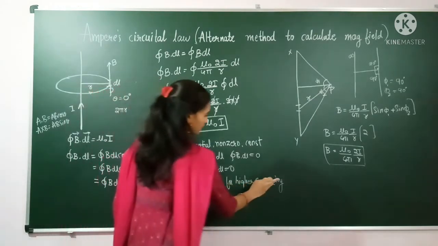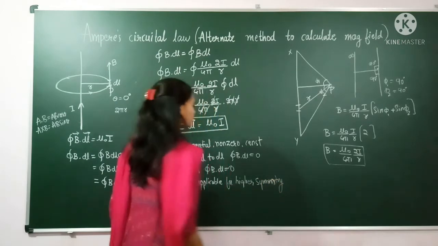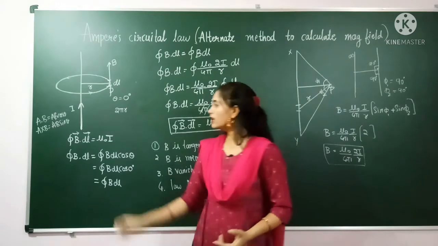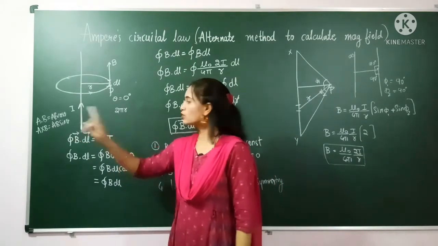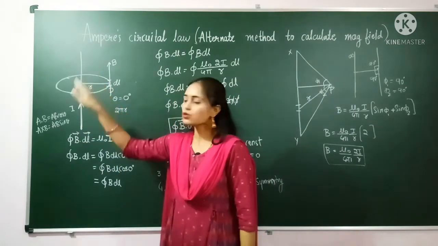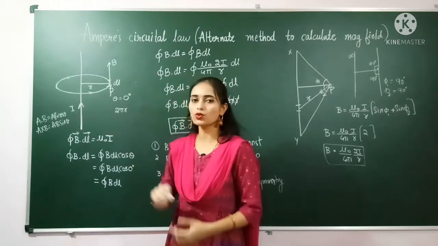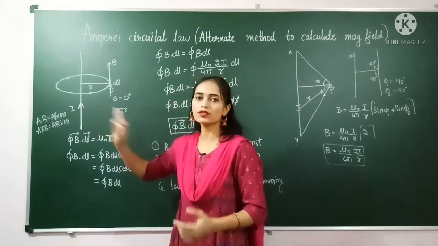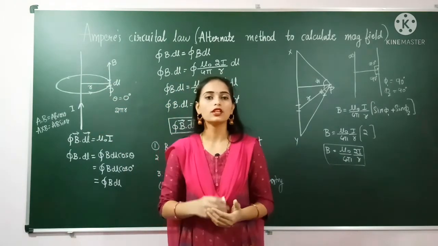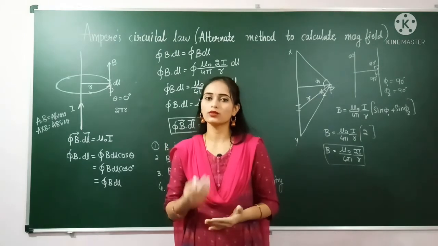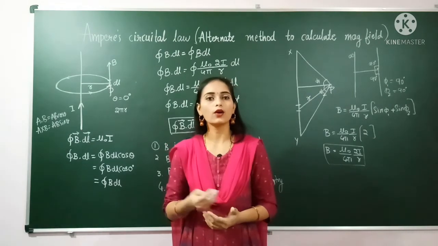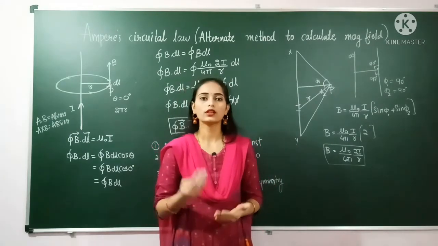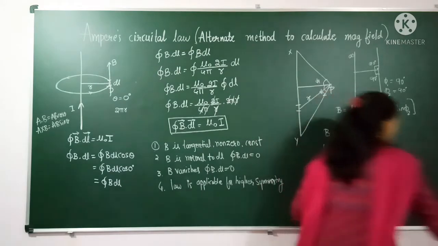So this is about the law being applicable for higher symmetry. Next I will tell you, here I have taken only a single wire, meaning only one current is flowing. Instead of one current, if we have two wires, and in those two wires one current is upward and the other is downward, meaning both currents are in opposite directions, then how do we calculate the magnetic field and determine whether I1 is positive and I2 is positive? I will tell you here.